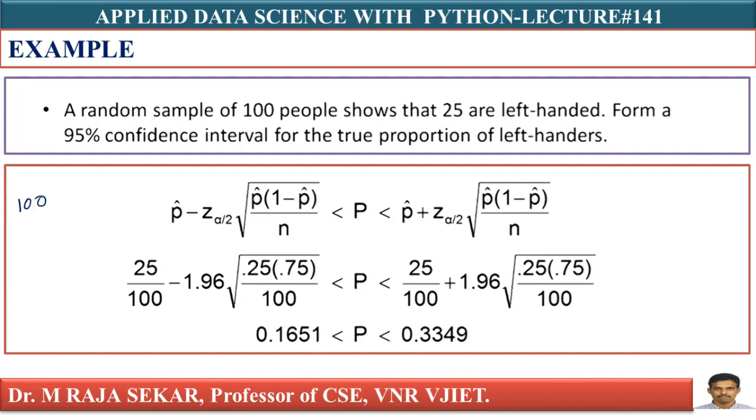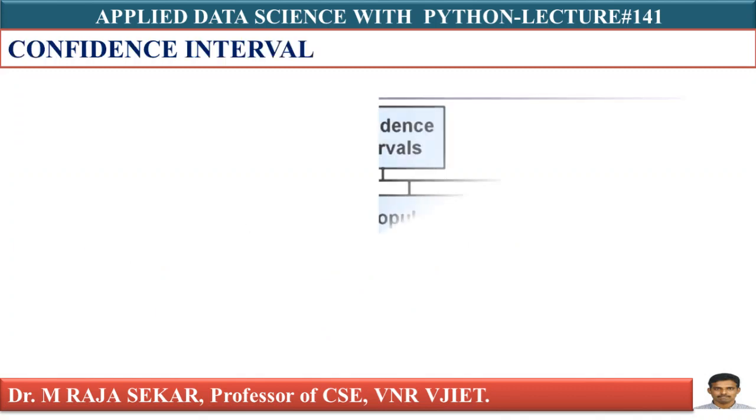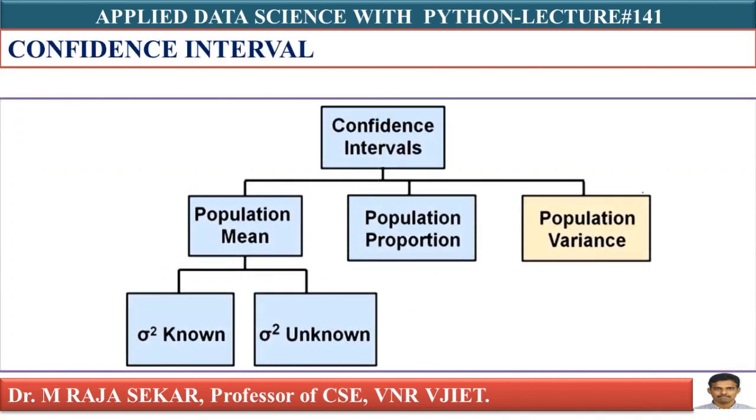If you repeat this 100 times, 95 times out of 100, your population proportion P is in between 0.165 and 0.3349. Only 5 times it is not in between 0.1651 and 0.3349. Isn't it? Yes.